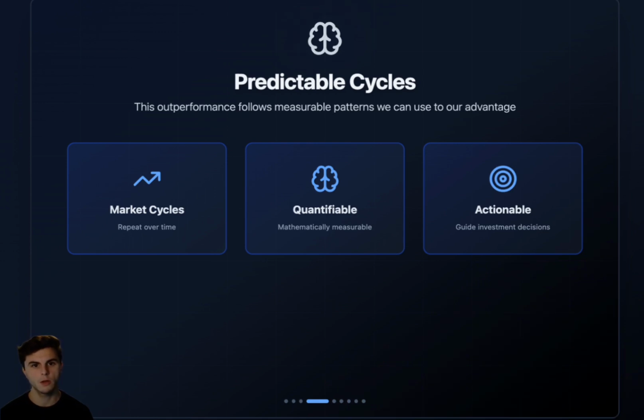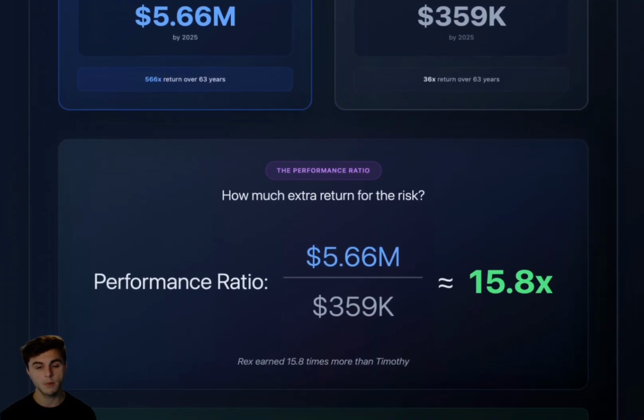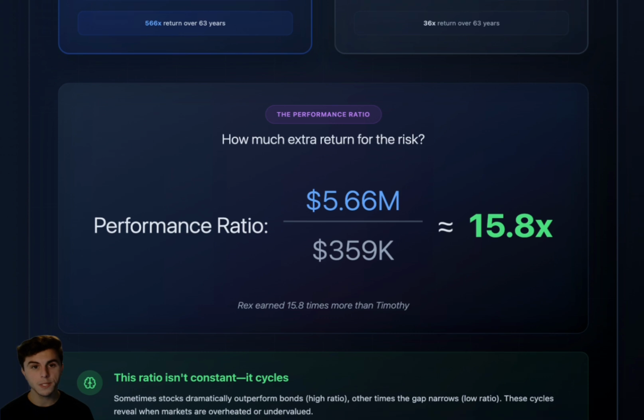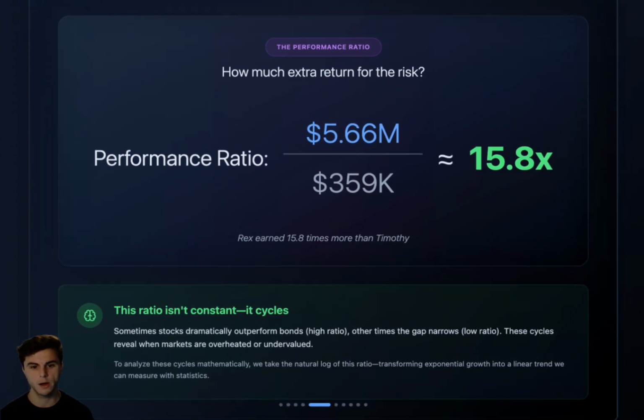If you're still with me, great. Let's move on to the intermediate explanation. To measure these cycles, we can't just compare the raw returns directly. The performance ratio between stocks to bonds grows exponentially over time. To make this easier to analyze, we first take the natural log of this ratio.